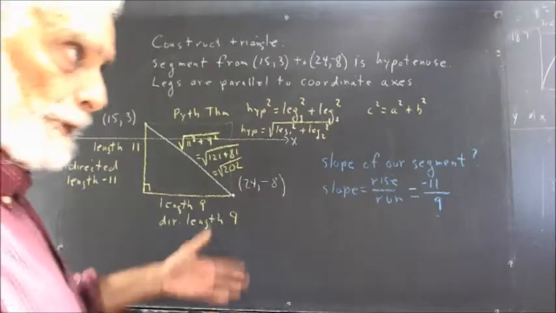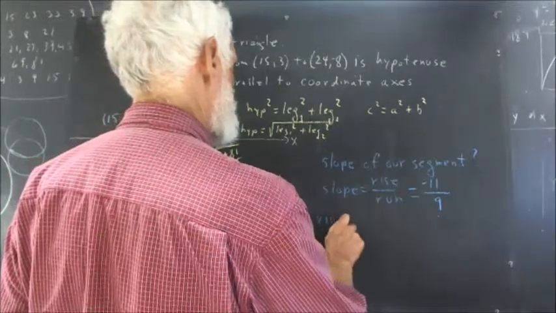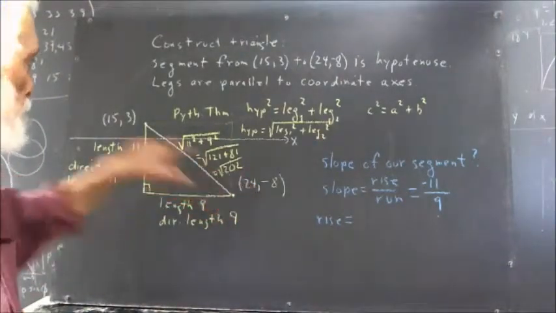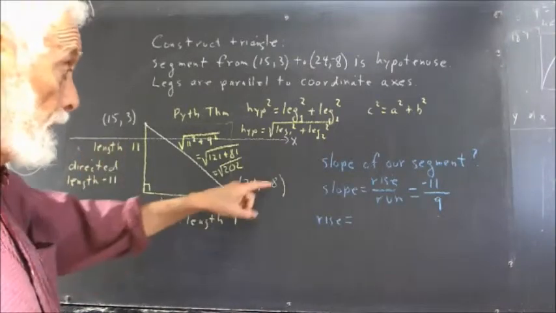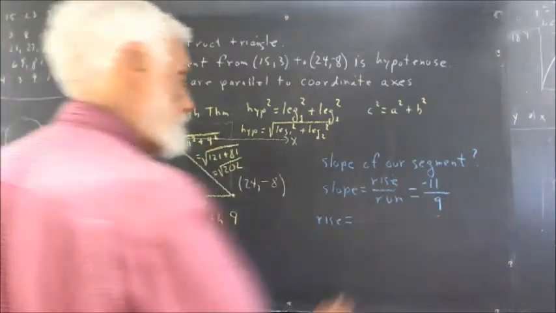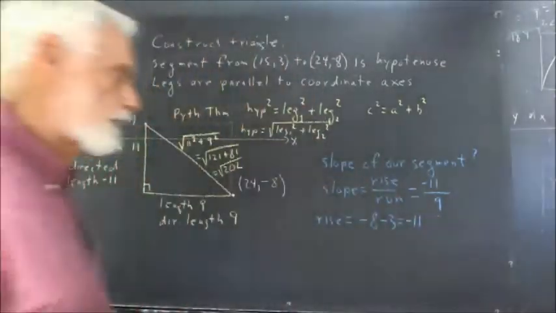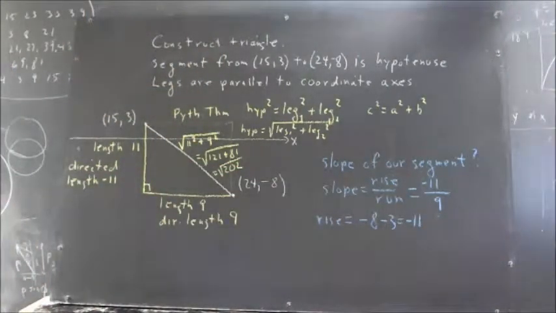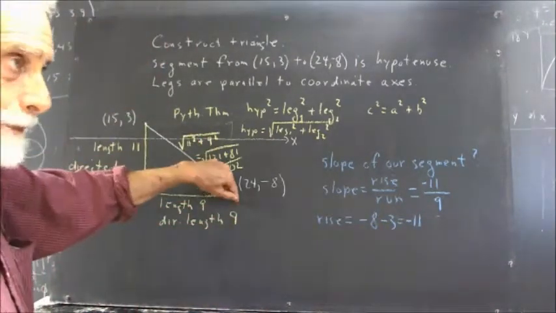Now, we can get that by a simple arithmetic process. Just to confirm, our rise is going to be from 3 to negative 8. We get that by a simple subtraction. We do negative 8 minus 3, this y coordinate minus this y coordinate. And it's negative 11, confirming our belief that the rise is negative 11. So there's an easy way to calculate it. You just subtract where you're at from where you're going to be.